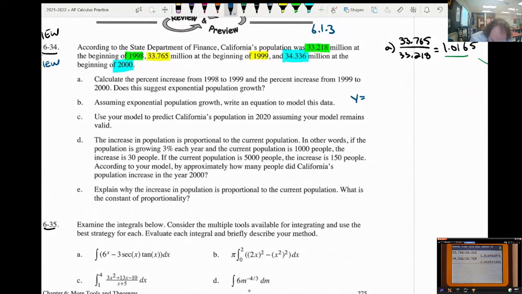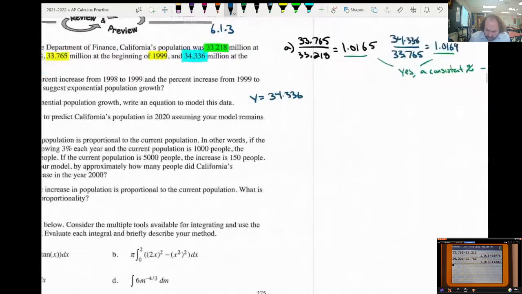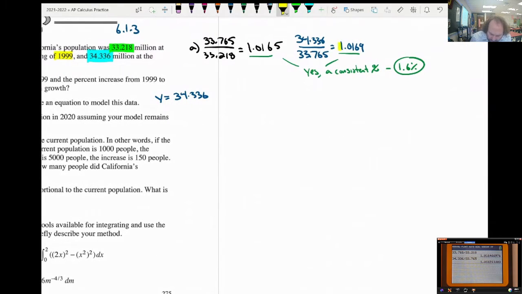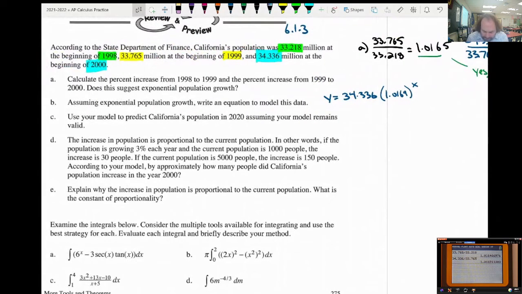So in the year 2000, there was 34.336 million. And we also know that the population was growing by a factor of 1.0169. So we're just going to multiply by 1.0169 to the x power. And that's all you really need to do there. There's your exponential growth model.